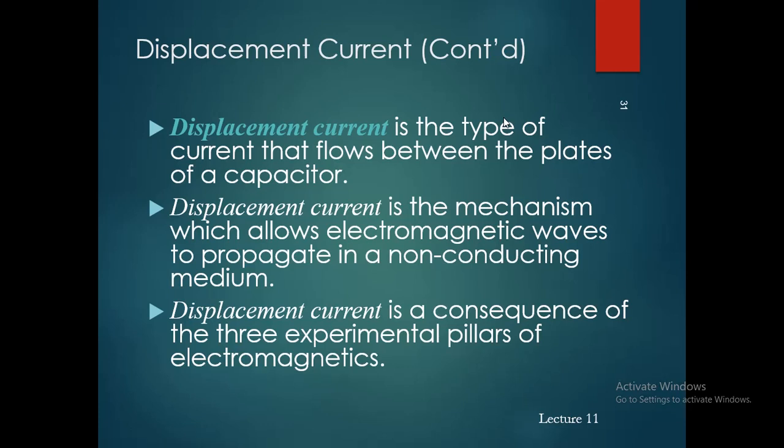The displacement current is the mechanism which allows electromagnetic waves to propagate in a non-conducting medium. So displacement current is a consequence of the three experimental pillars of electromagnetics.